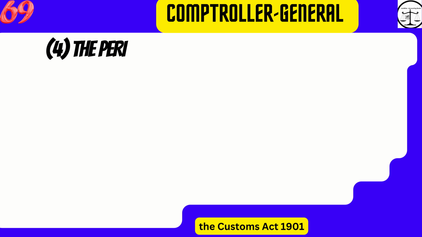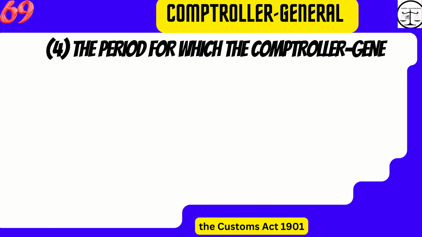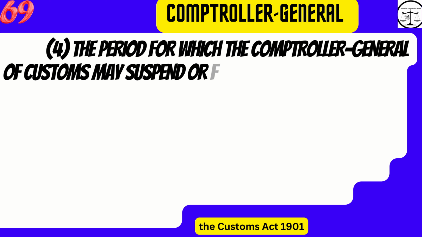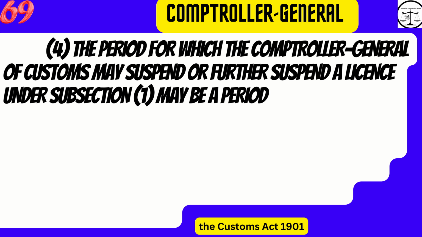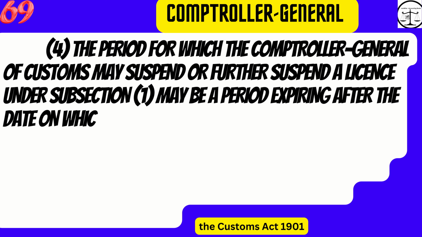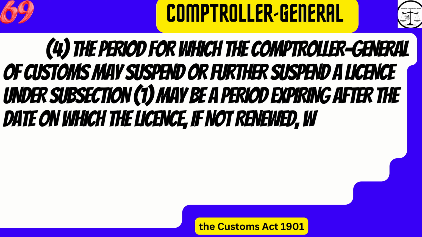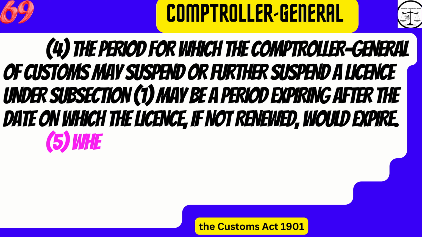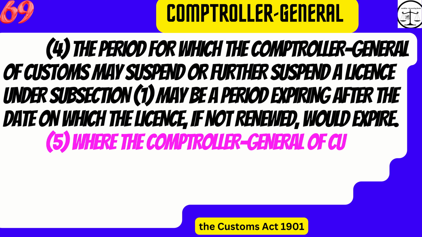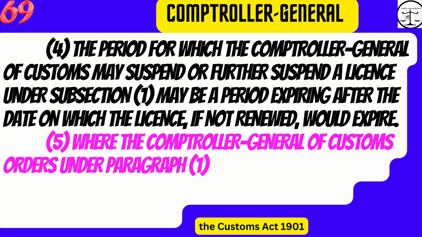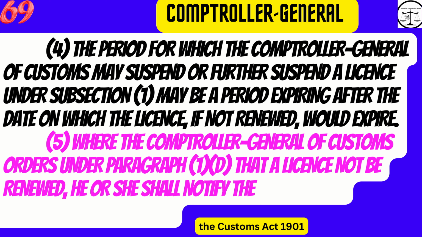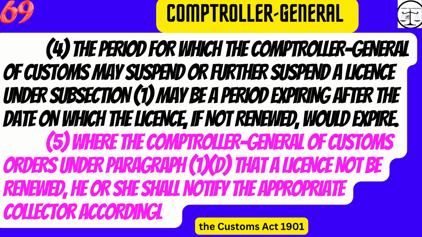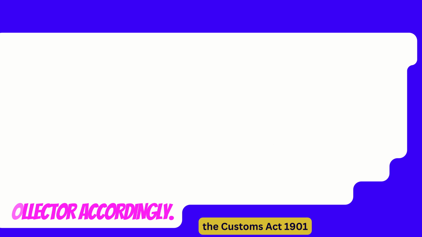4. The period for which the Comptroller General of Customs may suspend or further suspend a license under subsection 1 may be a period expiring after the date on which the license, if not renewed, would expire. 5. Where the Comptroller General of Customs orders under paragraph 1(d) that a license not be renewed, he or she shall notify the appropriate collector accordingly.